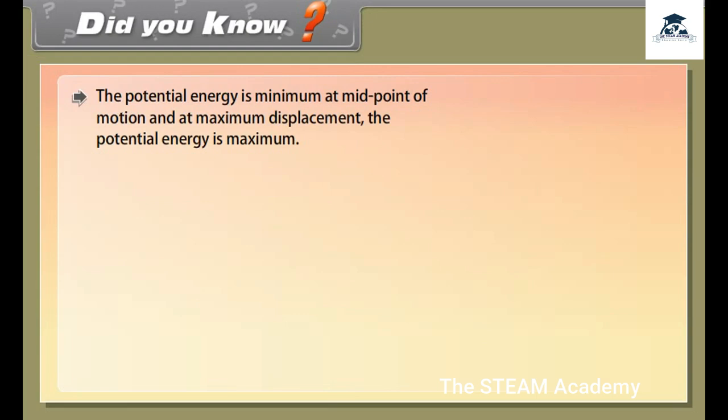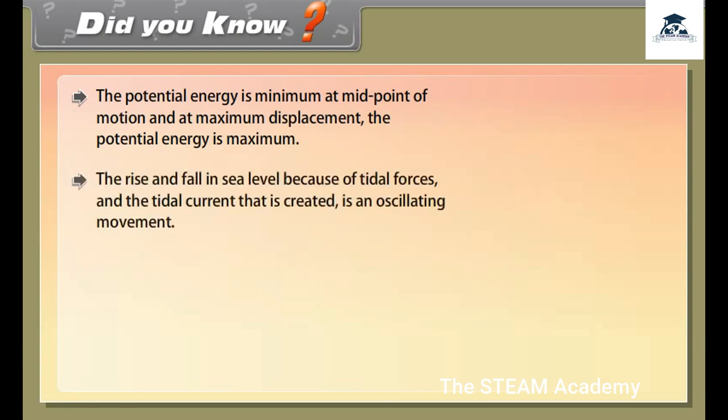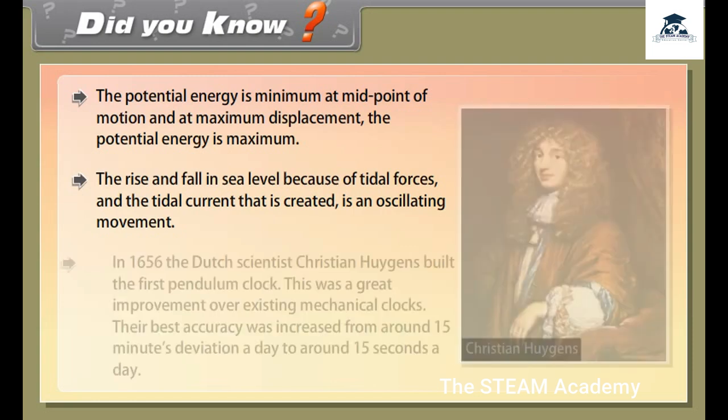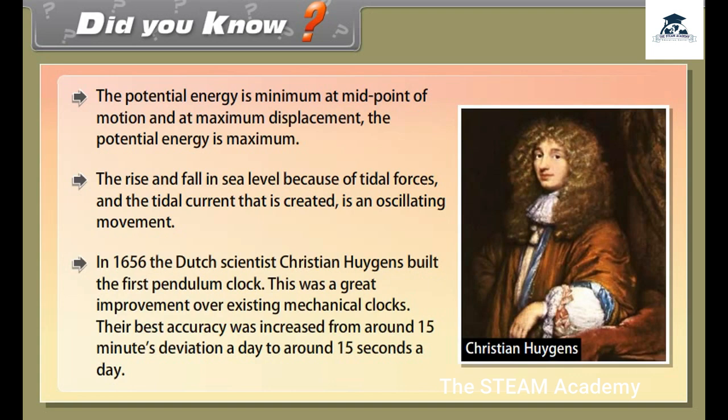Did you know? The potential energy is minimum at the midpoint of motion and at maximum displacement, the potential energy is maximum. The rise and fall in sea level is because of tidal forces, and the tidal current that is created is an oscillating movement. In 1656, the Dutch scientist Christian Huygens built the first pendulum clock. This was a great improvement over existing mechanical clocks. Their best accuracy was increased from around 15 minutes deviation a day to around 15 seconds a day.